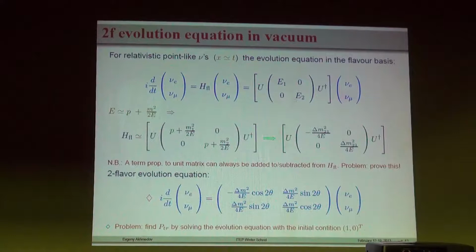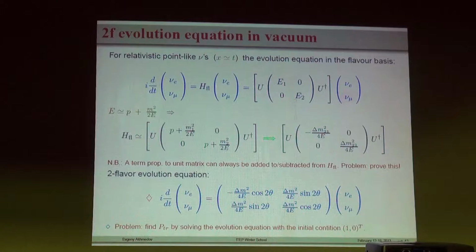on the mass eigenstate basis, evolve it with the mass eigenstate Hamiltonian, and then rotate it back on the flavor eigenstate basis. Next, we take into account that neutrinos are relativistic, and we use this simple formula for relativistic neutrinos, and we express the effective Hamiltonian in the flavor space in this simple form.